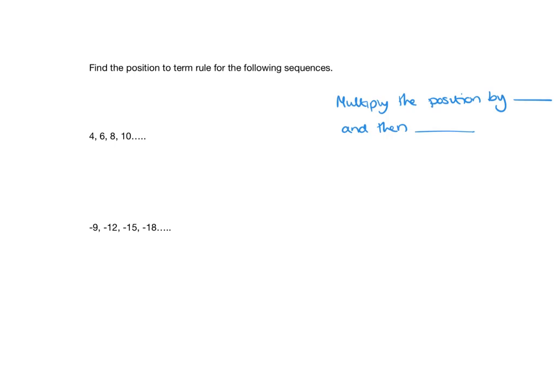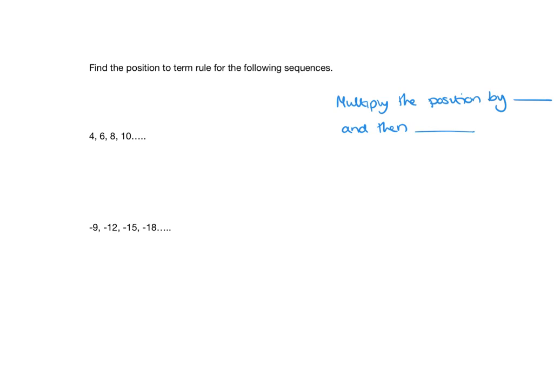Now in words, we can think of the position to term rule as the following. We multiply the position by a number, and then we either add or subtract a value. So let's have a look at this first sequence and work out how we can fill in these gaps and then turn this into an algebraic rule.